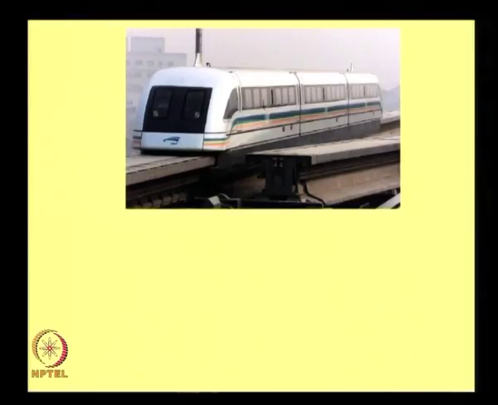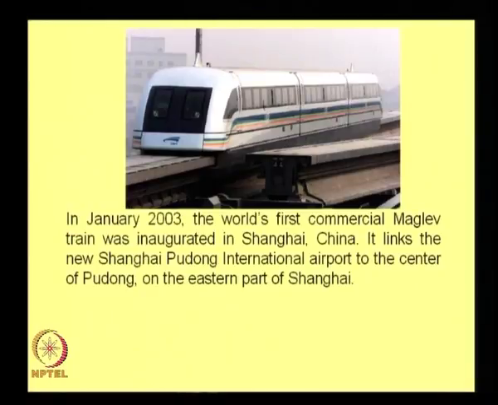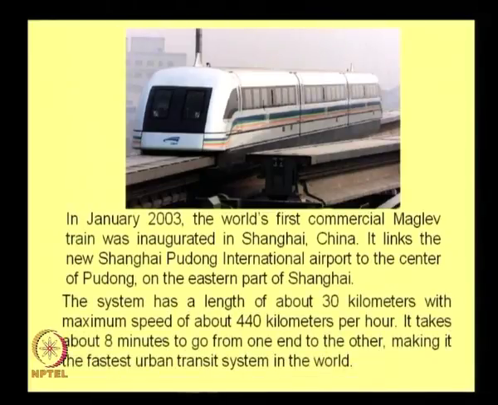This is a train. In January 2003, the world's first commercial maglev train was inaugurated in Shanghai, China. It links the new Shanghai Pudong International Airport to the center of Pudong on the eastern part of Shanghai. The system has a length of about 30 kilometers with a maximum speed of about 440 kilometers per hour. It takes about 8 minutes to go from one end to the other, making it the fastest urban transit system in the whole world, or I would say even the fastest rail transportation system in the whole world. 440 kilometers per hour, the commercial speed.